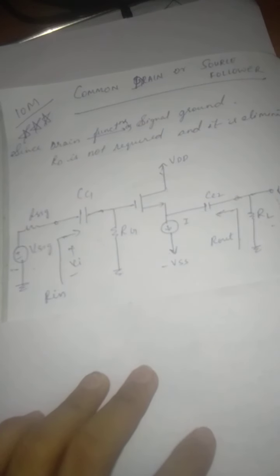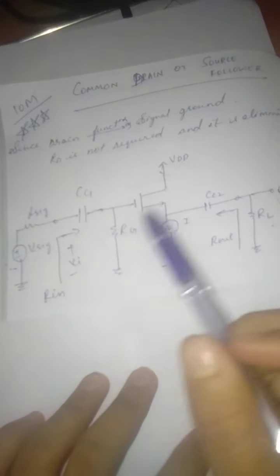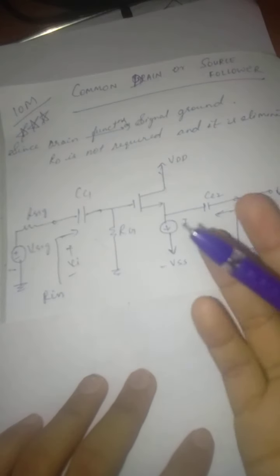So here the drain is going to function as a signal ground. A circuit needs to have a signal ground, right? So here the drain is going to function as a signal ground. Whatever is common, that will be grounded. That thing should be remembered. When I say common source, that means the source will be grounded. When I say common gate, the gate will be grounded. Here it is common drain, so the drain will be grounded. Drain will be your signal ground.